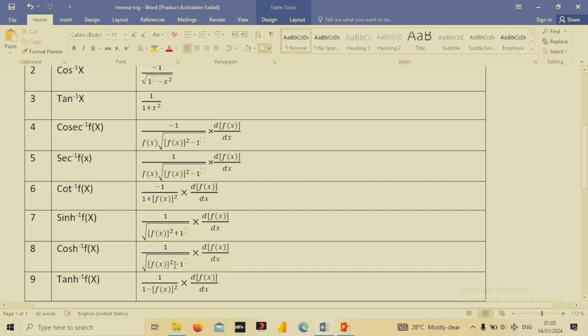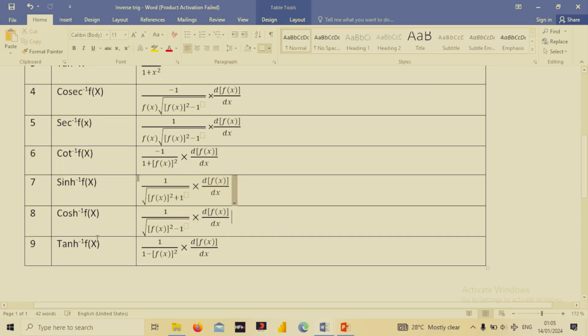Then the last but not the least that we have today is tanh inverse of f of x. So tanh inverse of f of x is equal to 1 all over 1 minus f of x squared times the differentiation of f of x with respect to x. I repeat, tanh inverse of f of x is equal to 1 all over 1 minus f of x squared times the differentiation of f of x with respect to x. So I just brought this today for us to memorize and understand them before we deal with some questions.